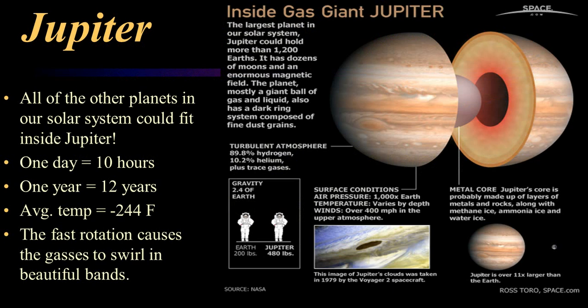Jupiter is the largest planet in our solar system. All the other planets in our solar system could actually fit inside of it. It's huge. It's quite large. One day lasts 10 hours, so it's a pretty quick day, and 1 year lasts 12 of our years. Okay, so it takes 12 years to go around the sun.